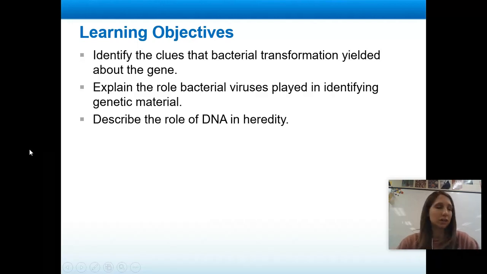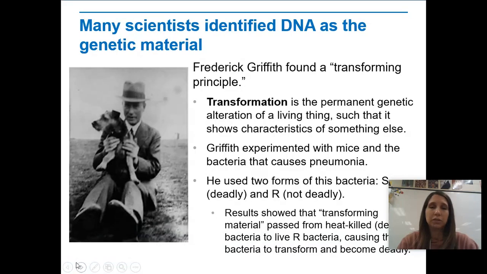So the objectives here in the first section, we're going to talk about bacterial transformation in the context of mice, like the picture you just saw. We're talking about viruses specifically as being used in an experiment to help identify DNA as genetic material. And then we're going to talk a little bit about why DNA is so important in terms of heredity.